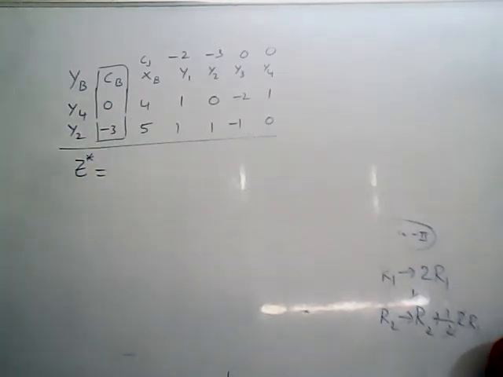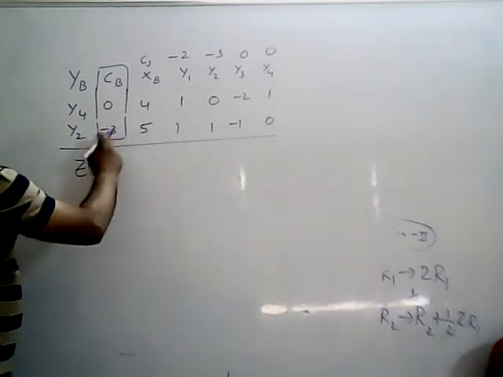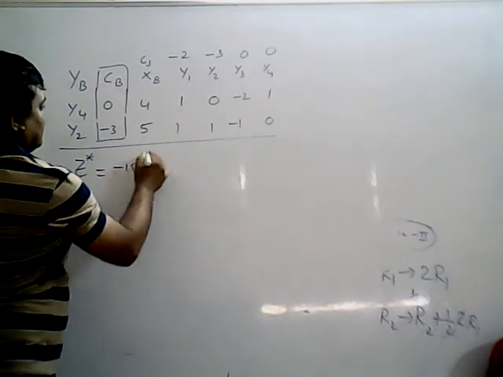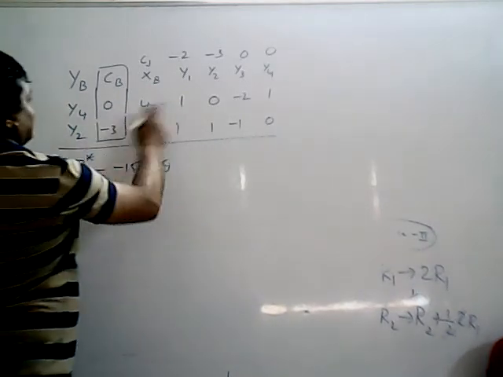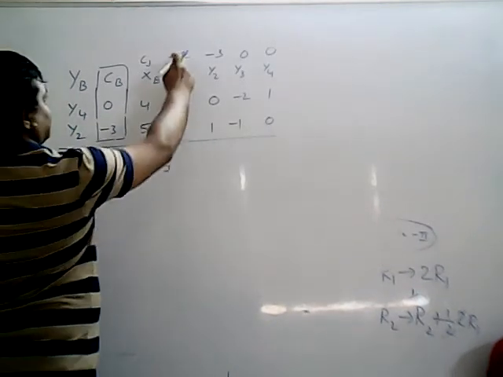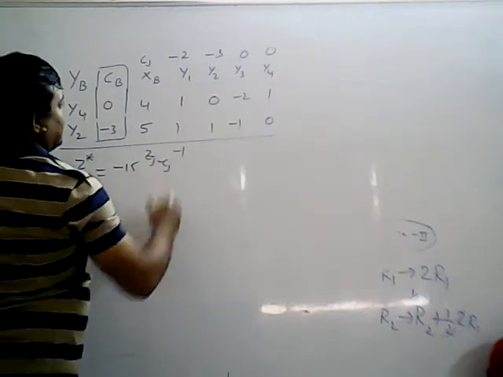Minus 3. Okay, so this is 0. This is minus 15. Next, Zj minus Cj. Zj minus Cj for Y1: this is minus 3 plus 2, and minus 3 plus 2 is minus 1.